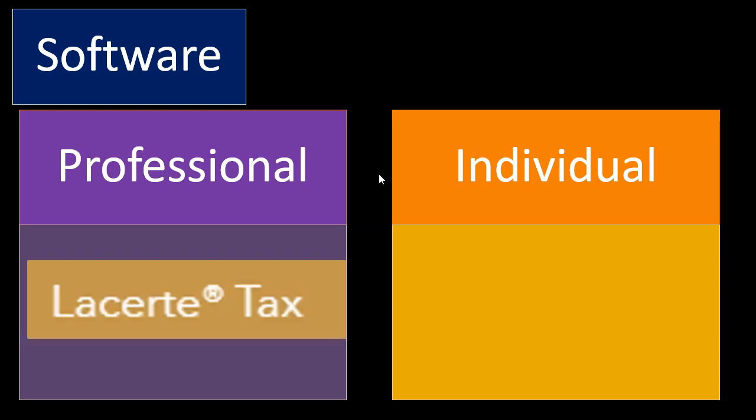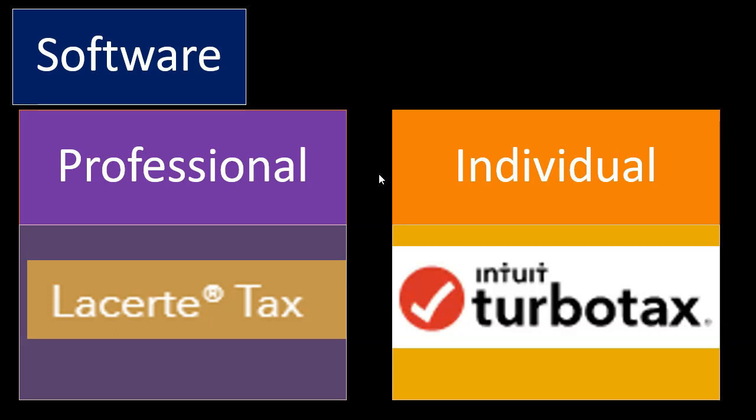We will be using Lacerte. So the tax preparation in all of our examples will be a professional software. It'll be Lacerte. Lacerte is owned by Intuit, the owners of QuickBooks. On an individual side, by contrast, we won't be using it, but a contrast software will be TurboTax, also owned by Intuit. This would be for individuals. Now, what's the major difference between these two types of software?